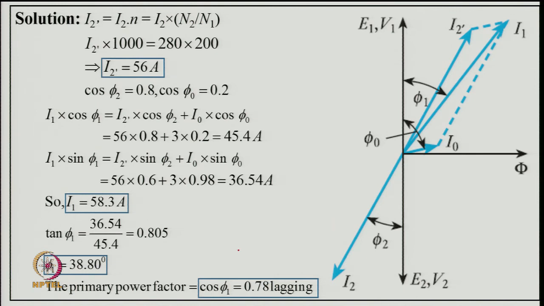So, I1 is typically now 58.3, because you got both components of I1, and tan phi is 36.54 divided by 45, that becomes 0.805, and phi 1 is 38.80 degree. So, primary power factor cos phi 1 is 0.78 lagging.